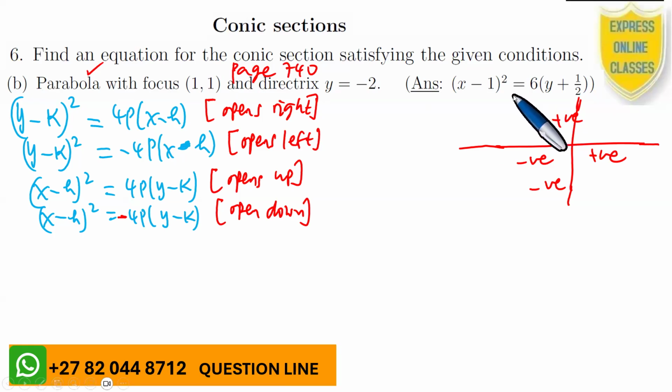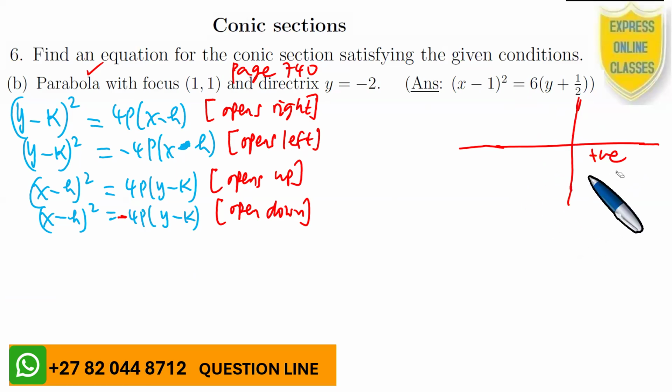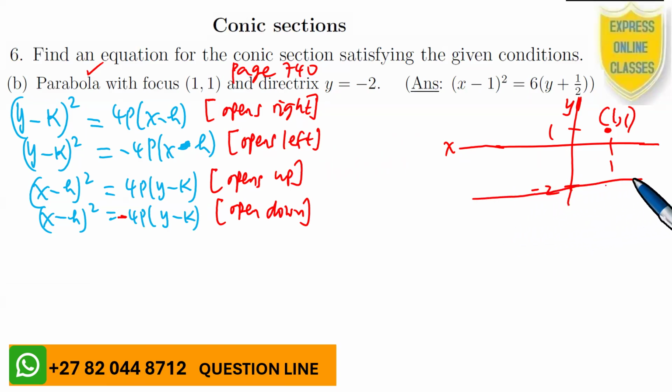Okay, we'll continue with our analysis of this. So let's put the focus. The focus is at 1, 1. So x is 1 and then y is 1. Parabola with focus 1, 1 and directrix y equal to minus 2. So if y is -2, the focus is there, and y is -2, you have this line here, and now you're going to draw like this.